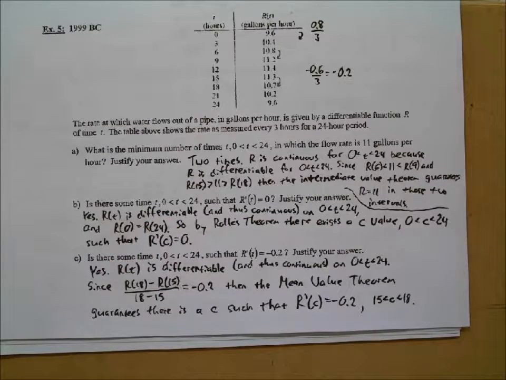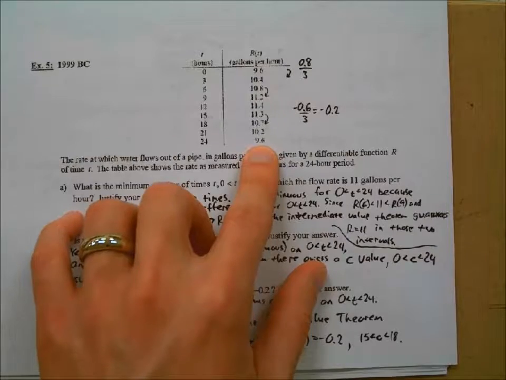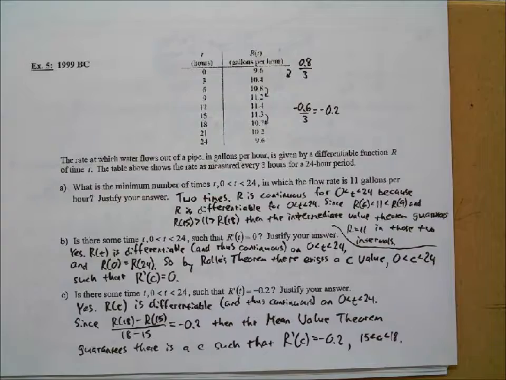So we're going to look at R of 0 and R of 24, and sure enough, they are both 9.6. And so we are able to then apply Rolle's theorem here. Now, it doesn't have to be that we use the endpoints of the interval, 0 and 24.